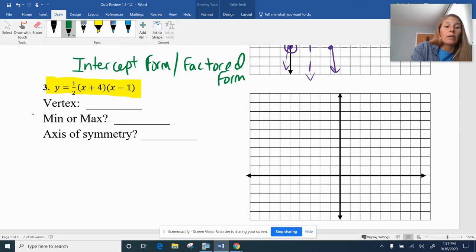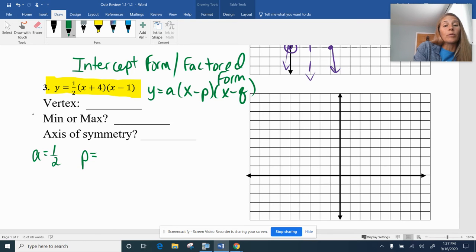So in this particular case, I'm going to write the equation for a second. We have a times x minus p times x minus q. So in this particular example, my a is 1/2. My p is going to be the number being subtracted from x, so we have to do a sign switch there. Since this is a plus, it's actually -4. And my q, again, the number being subtracted from the x, in this case is the +1.